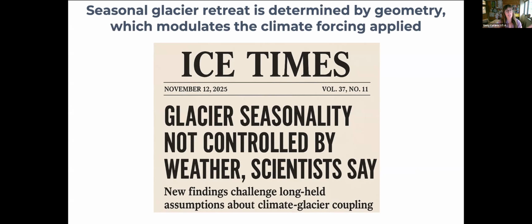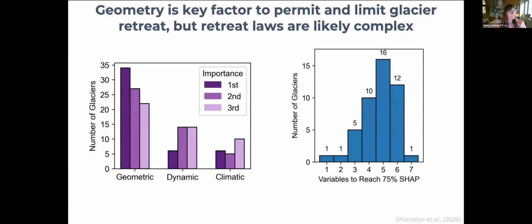And geometry is really the most important variable for accurately predicting the amount of terminus change that you would see seasonally. And that's demonstrated in this plot here. So this is identifying, for all the glaciers that we looked at in this study, where did geometric variables fall in terms of importance? Was it the first, second, or third? And you can see that many glaciers listed geometry as being in the top 3 important variables used for prediction.